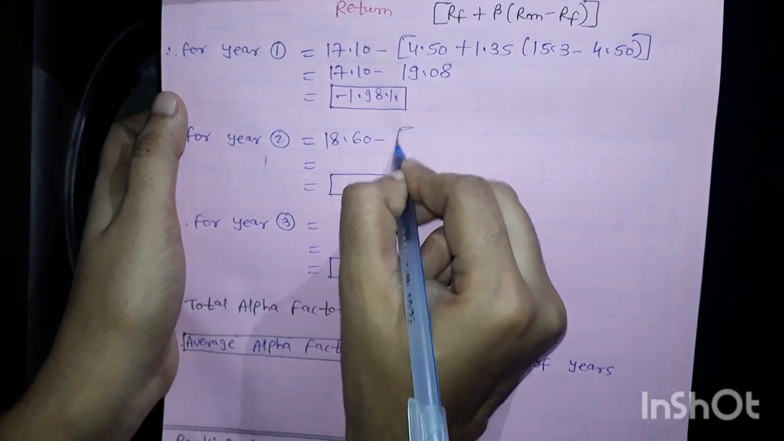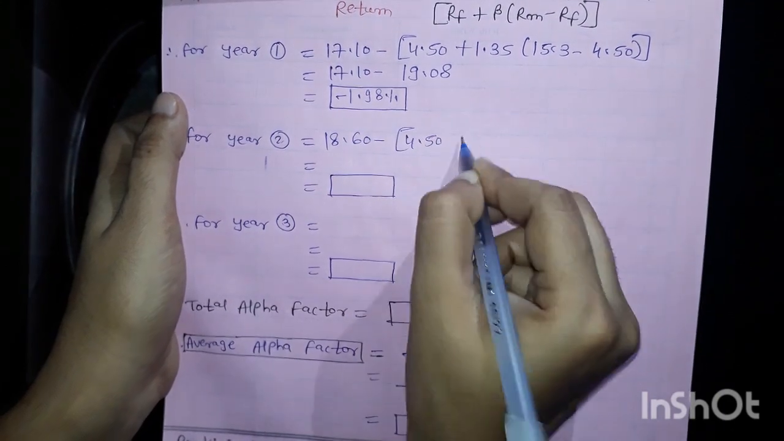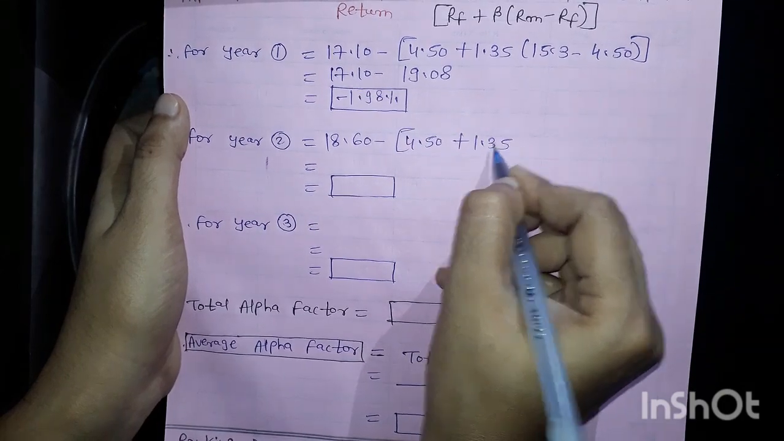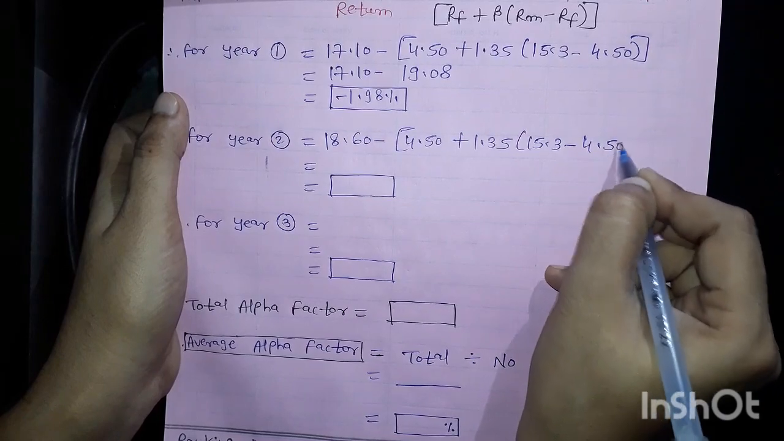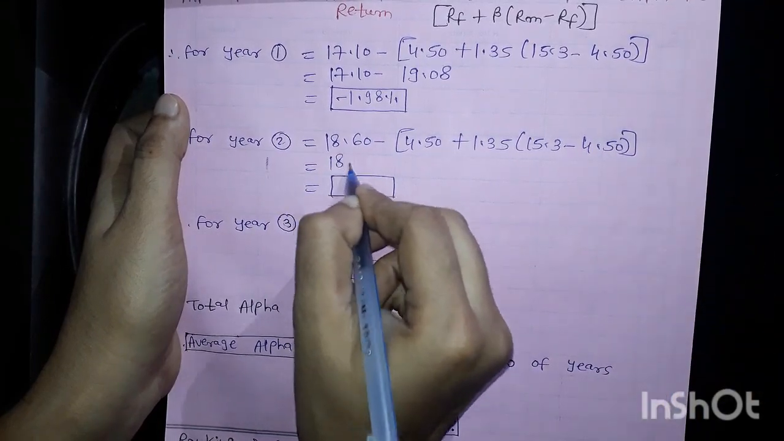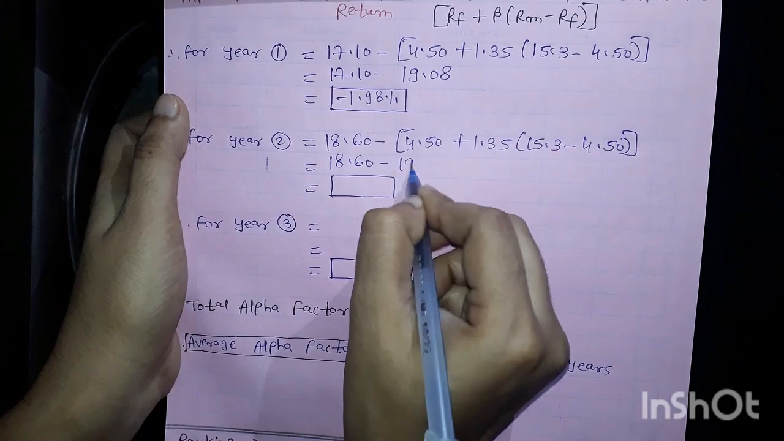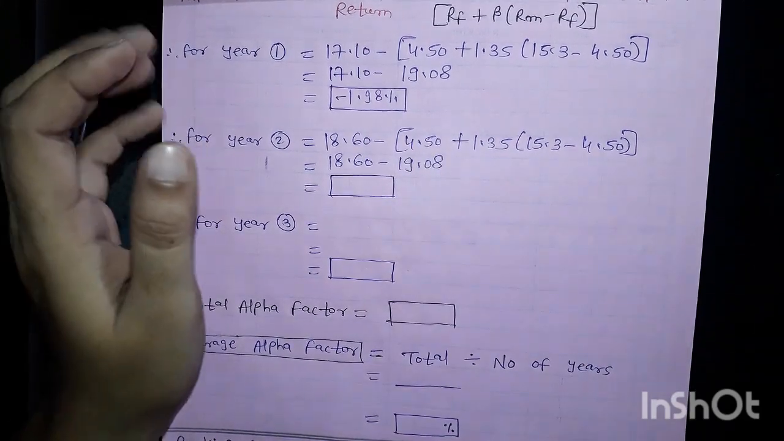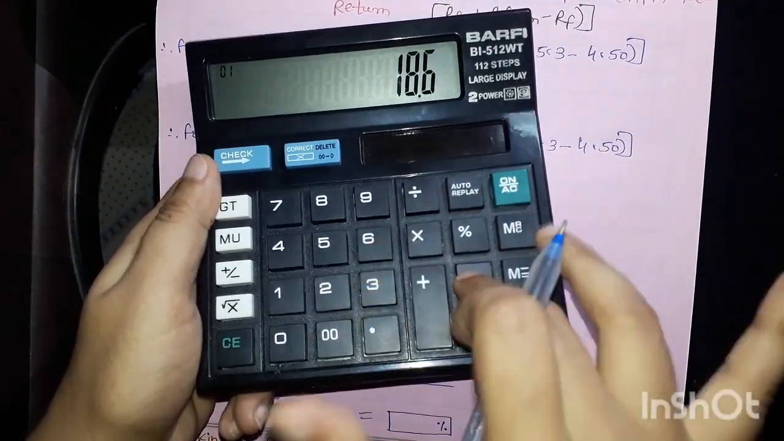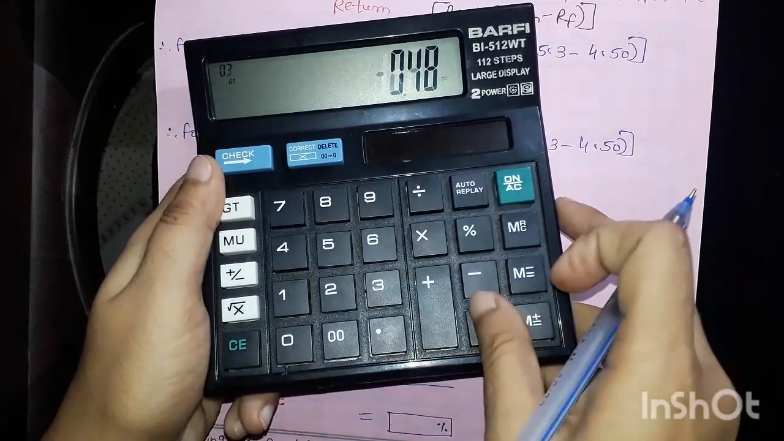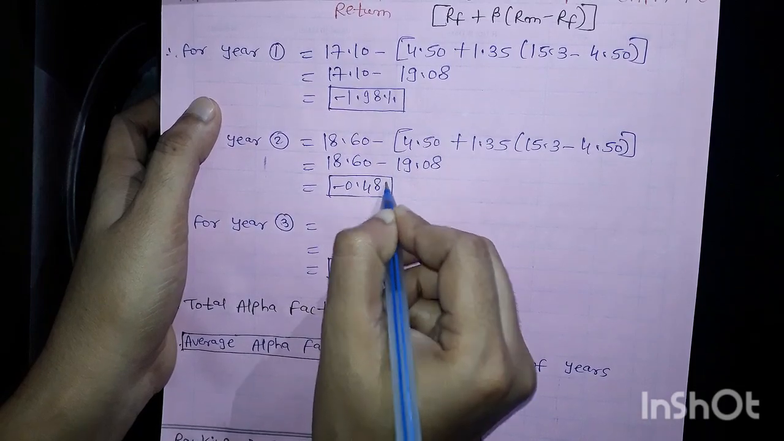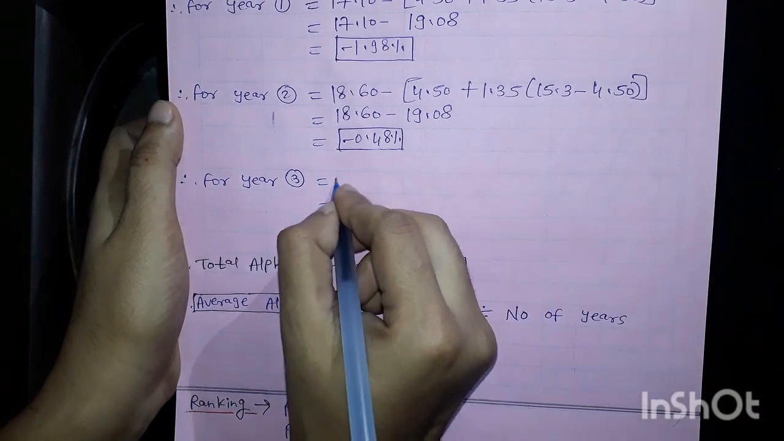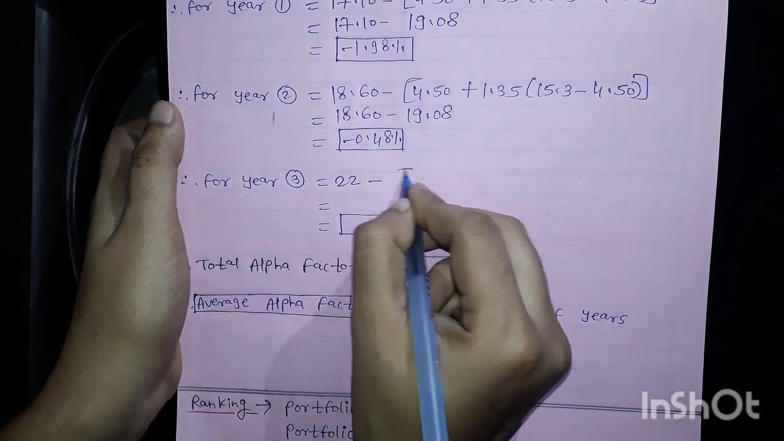Next one, that is 18.60 minus RF plus beta, RM minus RF. 18.60 minus 19.08, 18.6 minus 19.08, minus 0.48%. Okay, now last year, that is 22% minus RF plus beta, RM minus RF.